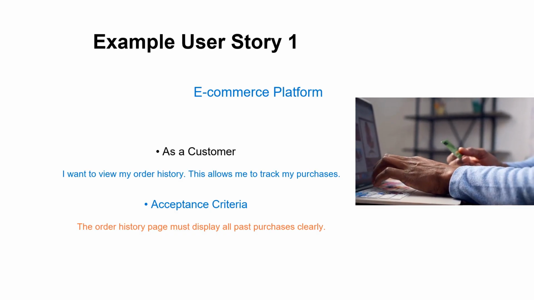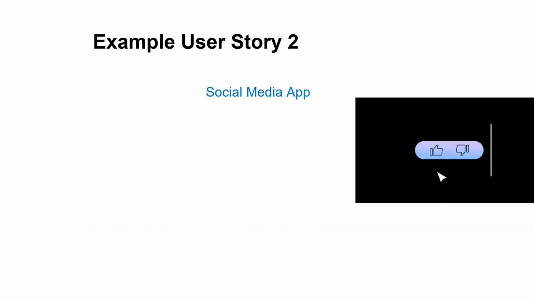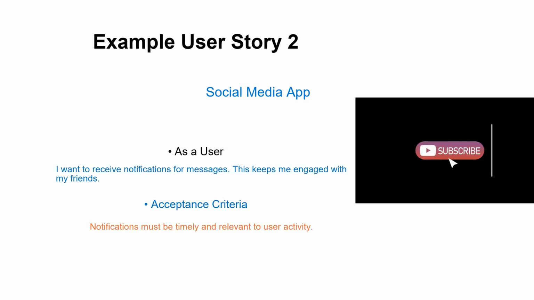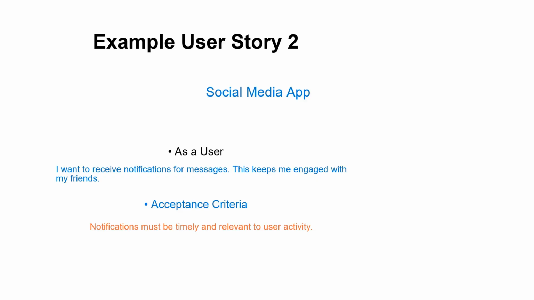Acceptance criteria ensure clarity. Here's another example for a social media app. As a user, I want to receive notifications for messages to stay engaged. Acceptance criteria ensure notifications are timely.